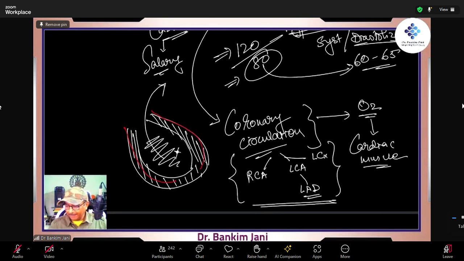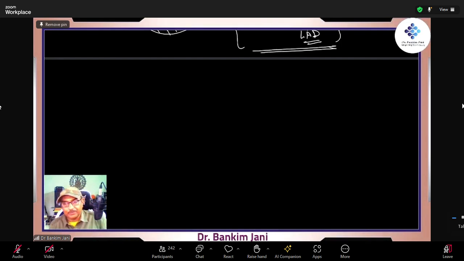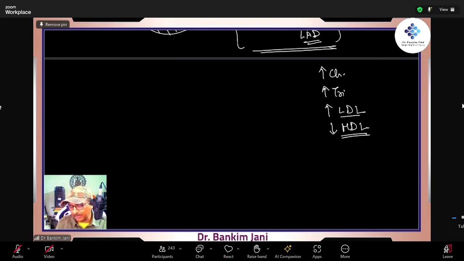What is the importance of this? Why do we talk about it? Because when I saw the blood reports, there are a few reports which can affect this. High cholesterol, high triglycerides, high LDL, low HDL. High density lipoprotein, low density lipoprotein. But you can remember that HDL is like healthy and LDL is like lousy. Lousy means bakwas.